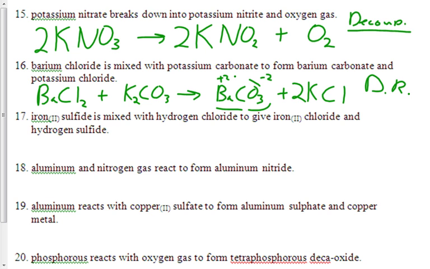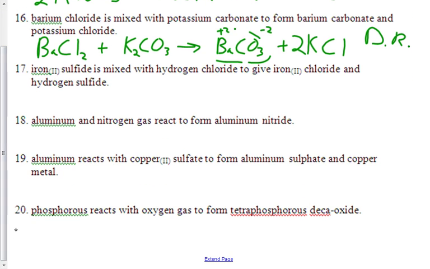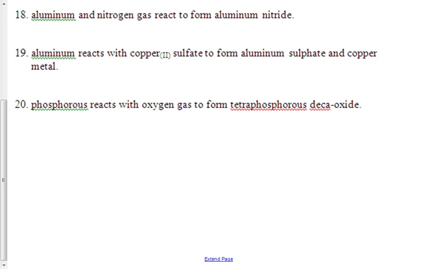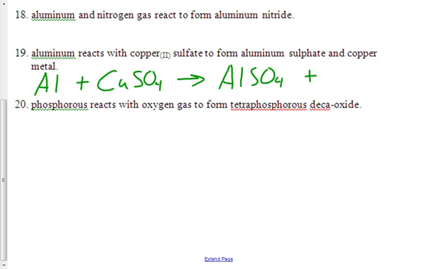Number 19. Yeah, and this one gave people some trouble too. So we got aluminum metal, reacts with copper 2 sulfate, that is CuSO4. This is a -2. The Roman numeral tells us copper was a 2, so that compound is properly swapped and dropped as it is written. It's a single replacement reaction in which we're going to get aluminum sulfate, AlSO4, and copper. Now, here's where the problem arose on this one.